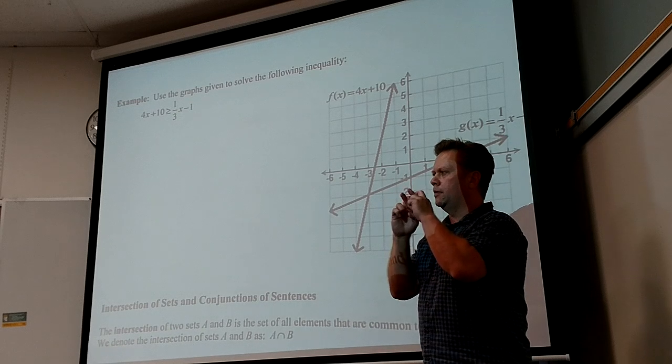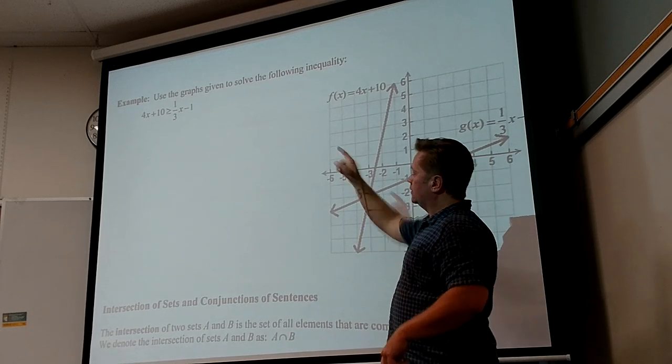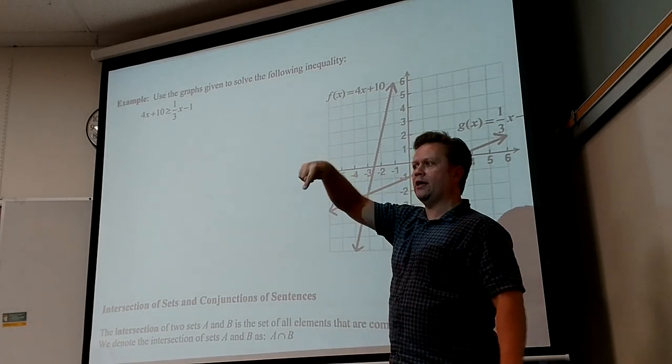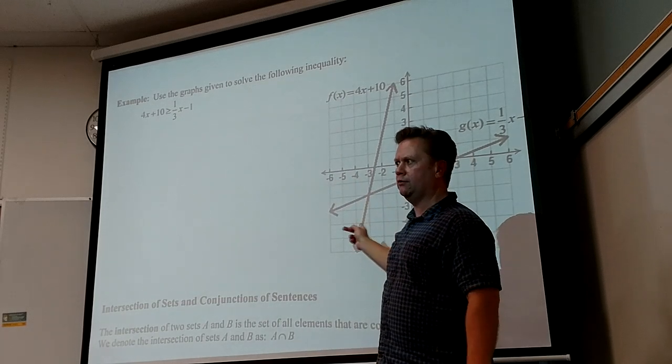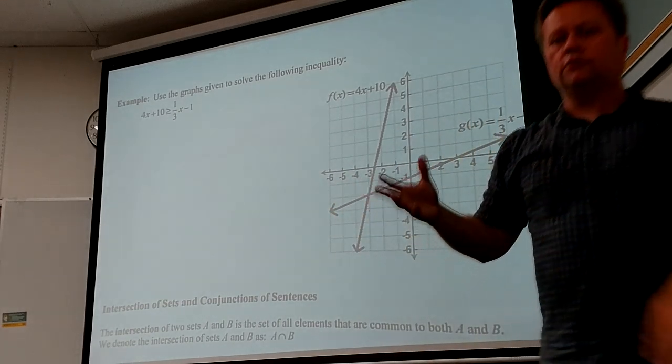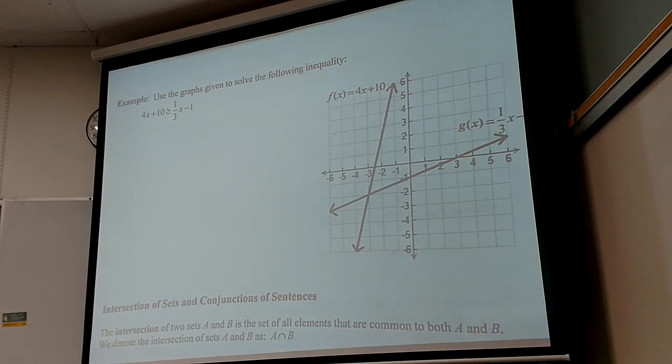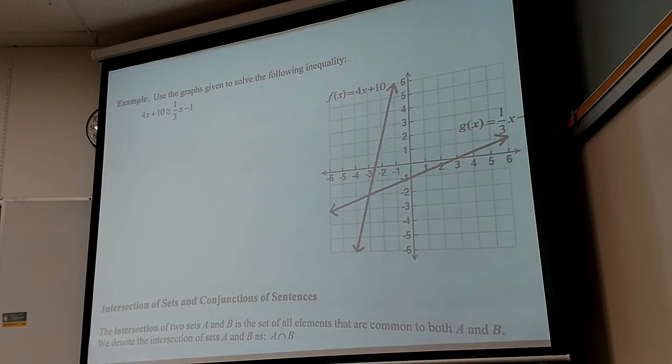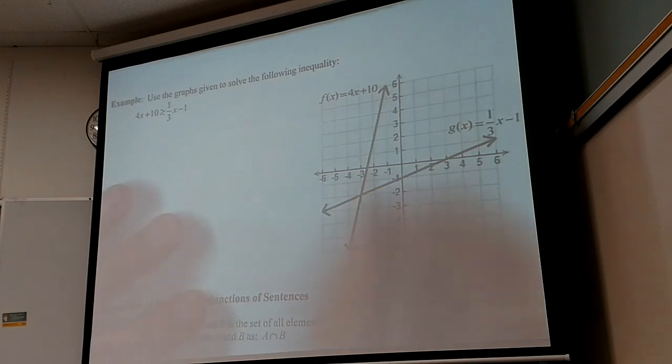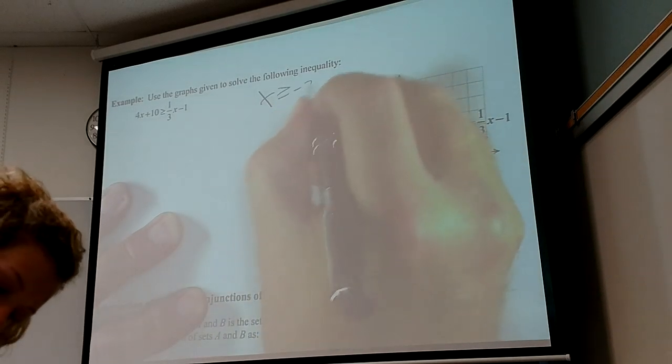So the answer to this problem, if we did it algebraically, should be x greater than or equal to -3. So let's take a minute and do those problems algebraically. Let's start with this one and do the other one. So we know already from the picture x greater than or equal to -3.